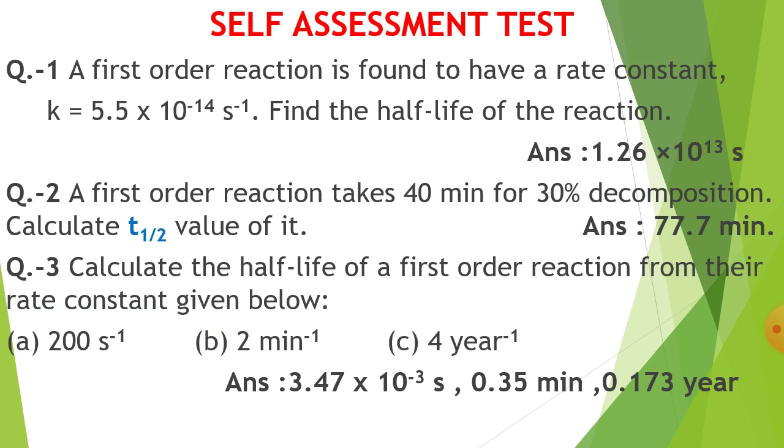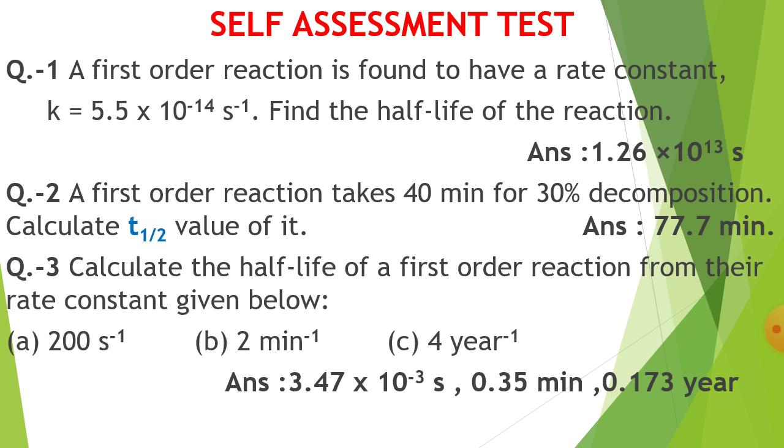Now self-assessment test. Some questions are given here to know your understanding power. Question number 1, a first order reaction is found to have a rate constant k equal to this. So find the half-life of the reaction. You can calculate half-life for a first order reaction by half-life equal to 0.693 divided by k. By this equation you can find the value of half-life for first order.